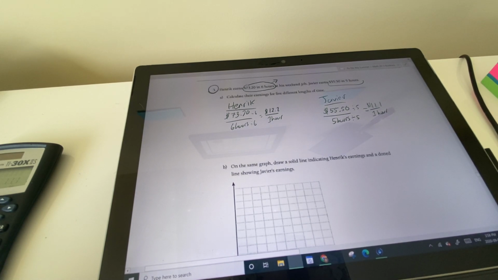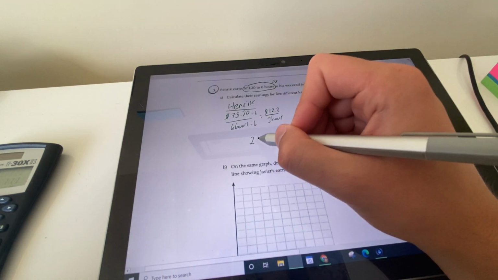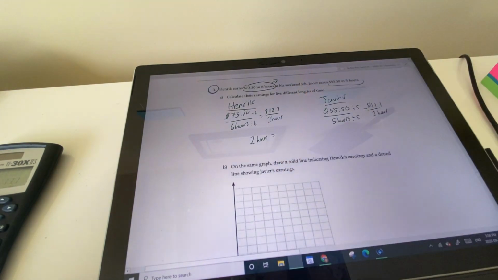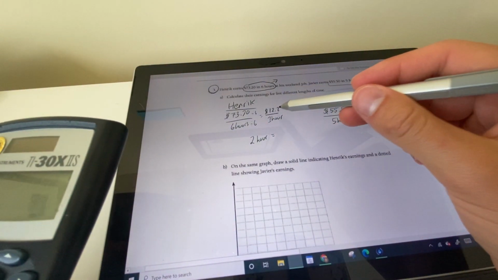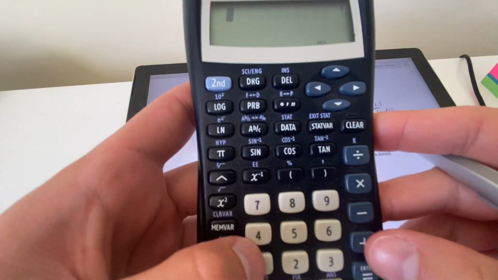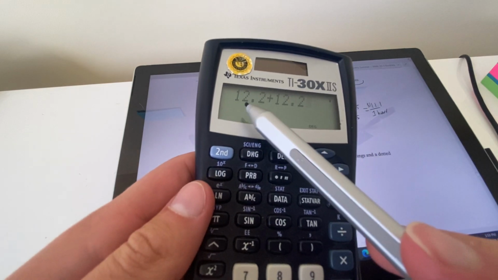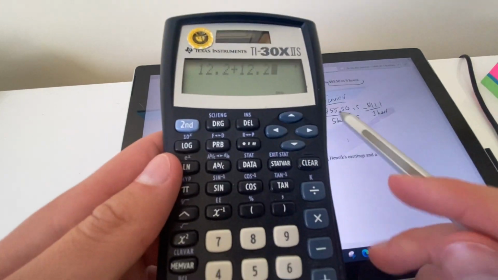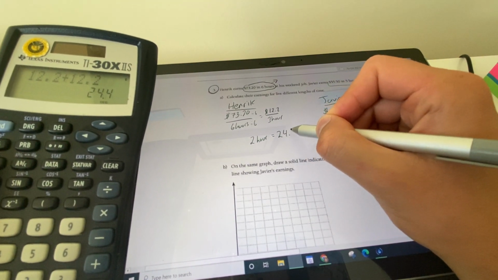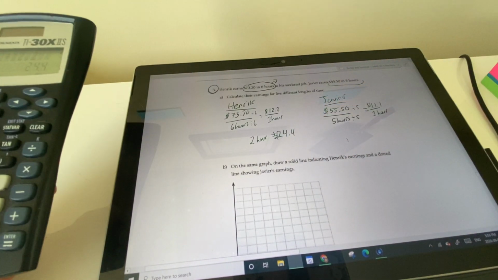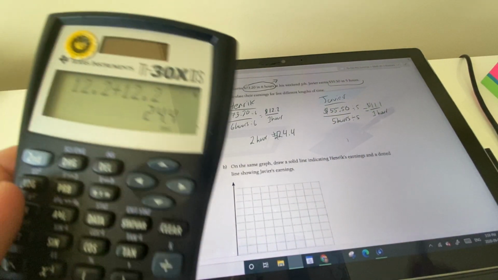Now, we can simply go up by 12.2. So after the second hour here, if we know he makes $12.2 per hour, we can just add on 12.2, and this represents 2 hours. The first hour he makes this, the second hour he makes this. So he makes $24.40 in 2 hours.